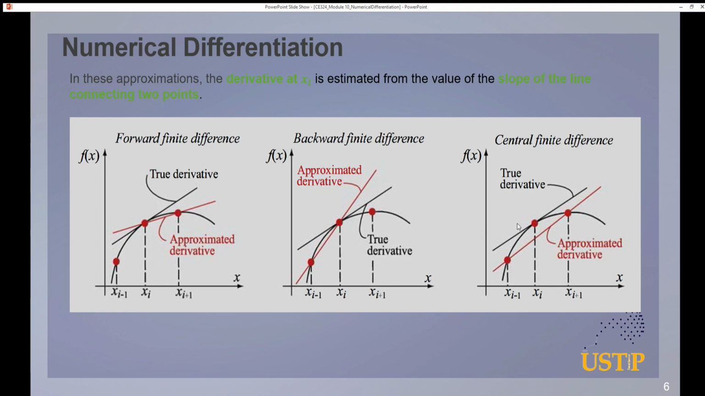And then this is the central finite difference. This is the true derivative, and this is the approximated derivative. In this case, we'll just use the left and the right points, and that's why it's called central. Okay?